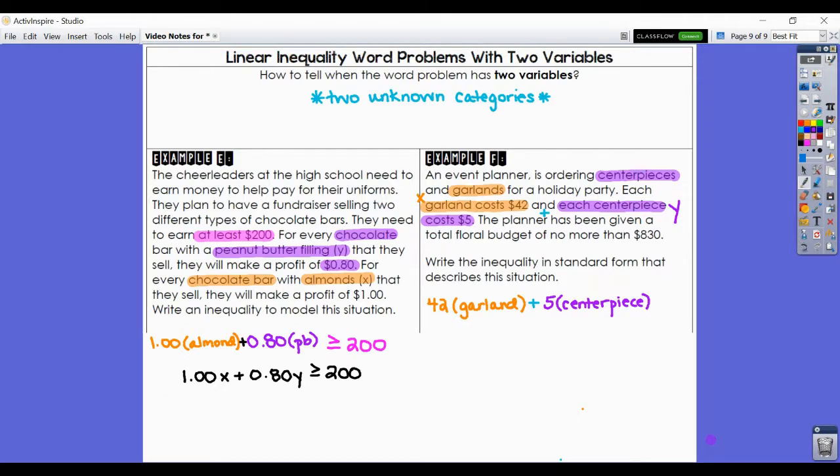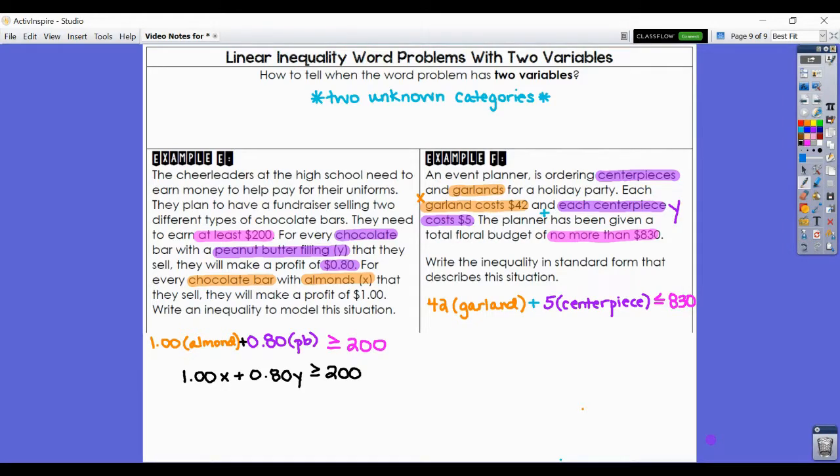The planner has been given a total floral budget of no more than $830. That the budget in the contract agreed on was that they would spend less than or equal to $830. That's what they're paying with the money they have and have budgeted for the holiday party. No more, because money's got to go elsewhere, maybe for food or other applications.